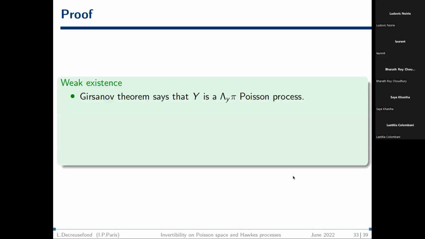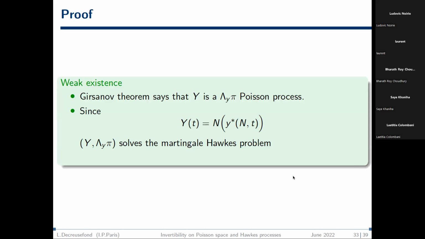So what is the weak existence? The Girsanov theorem says that Y is a lambda Y P Poisson process. And since Y is equal to N of Y of N star t, you see that N under lambda pi lambda Y P solves the Martingale-Hawkes problem. And since we saw that when you solve the Martingale-Hawkes problem, you solve the weak Hawkes problem, you have a weak solution.